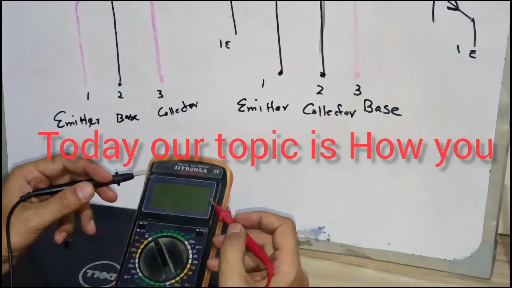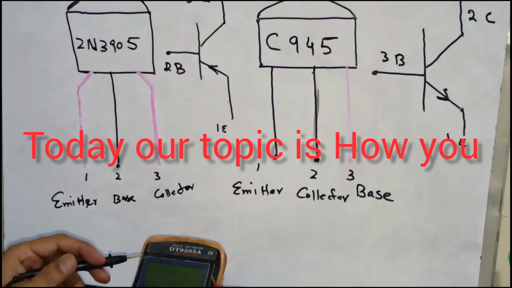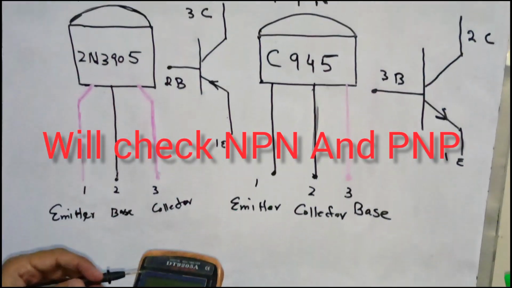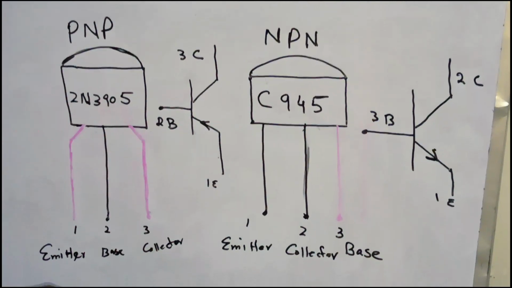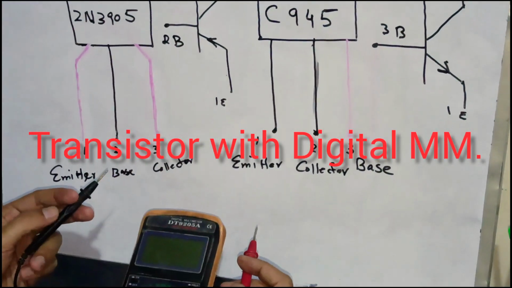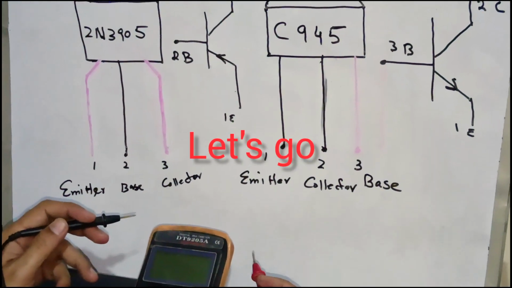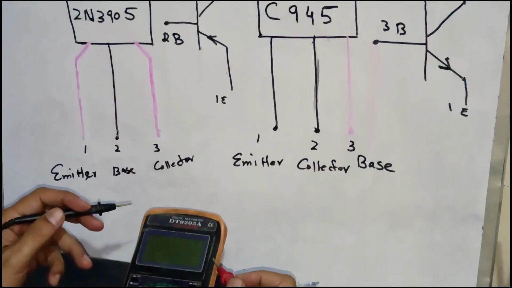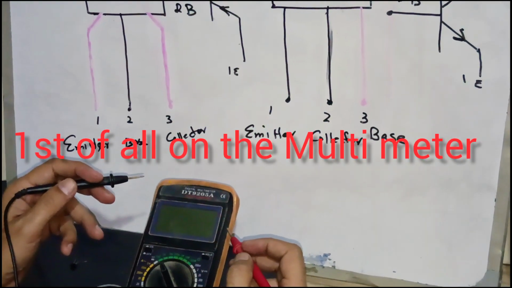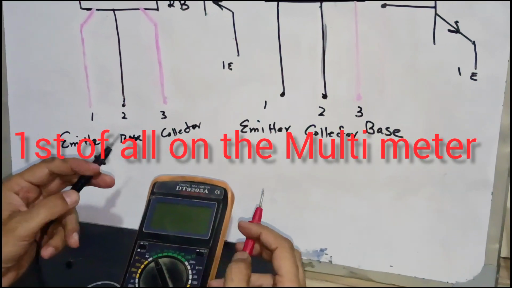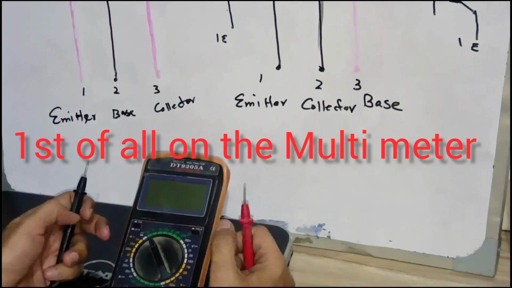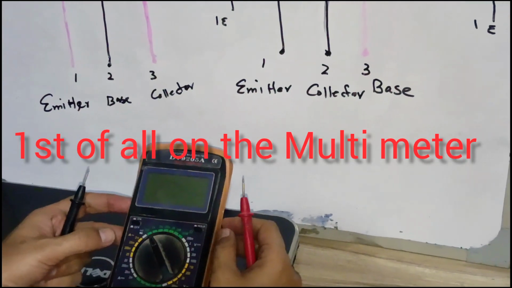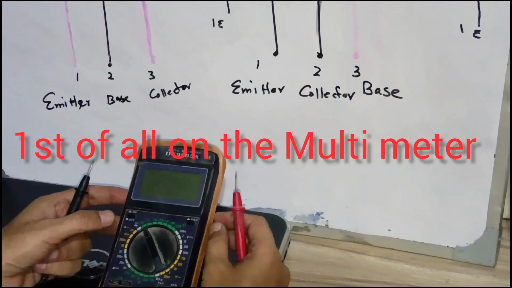Today our topic is how to check NPN and PNP transistor on digital multimeter. So let's see how we will check NPN transistor and PNP transistor. First of all, we will set the multimeter on the required selector.